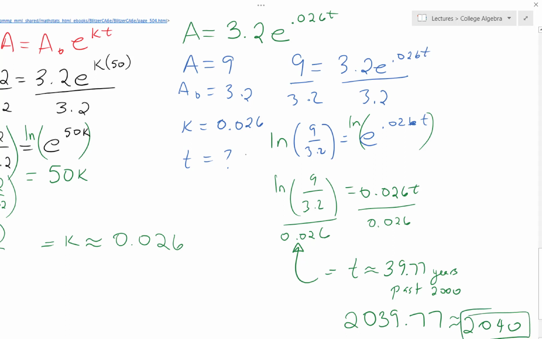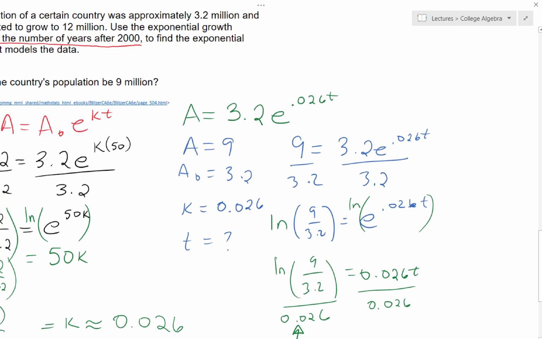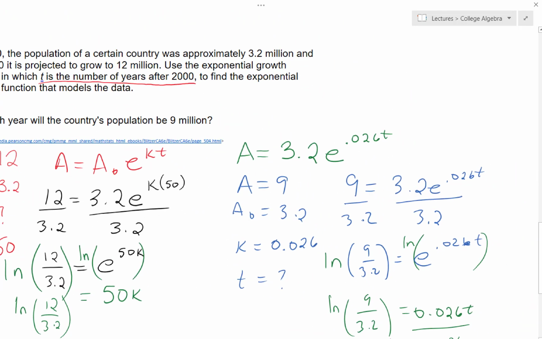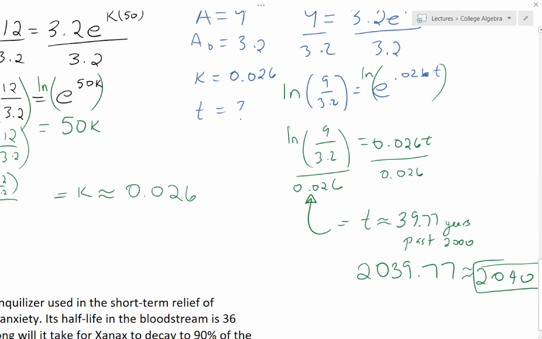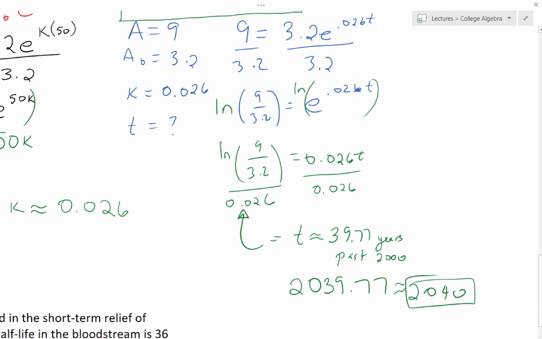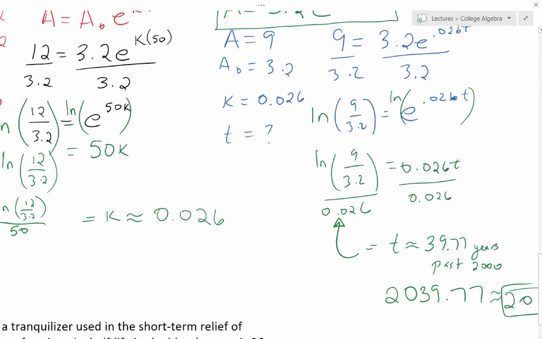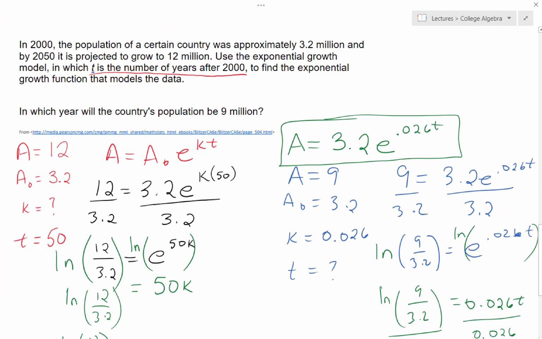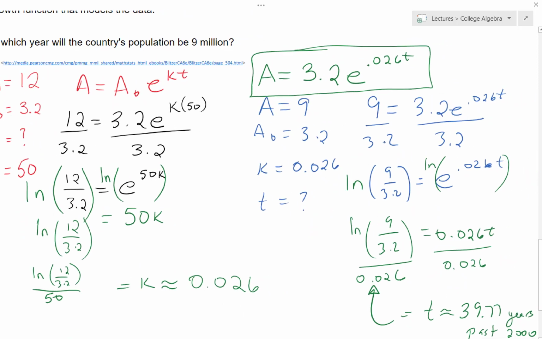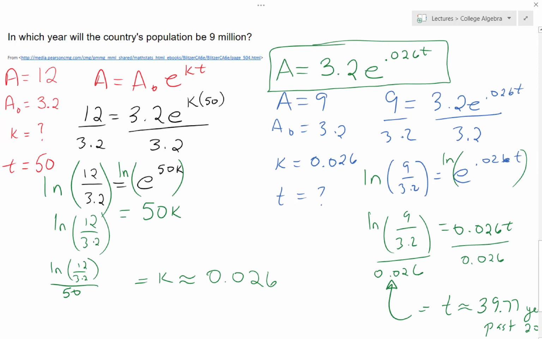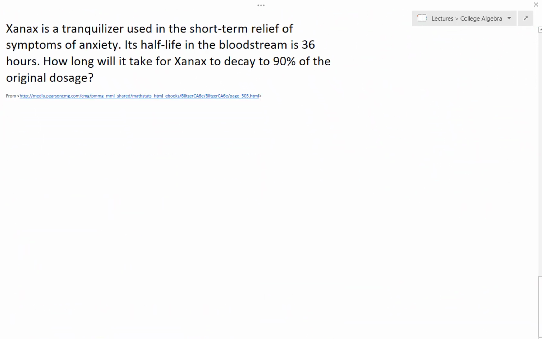So we can now say that our growth function, A, is equal to 3.2 times e to the 0.026t, and that the population will grow to 9 million in the year 2040. All right. So that concludes this problem. I'm going to try and pan all this on the screen so we can see it all in one shot. And then we're going to scroll down and do it all over again, because now we have a different problem.